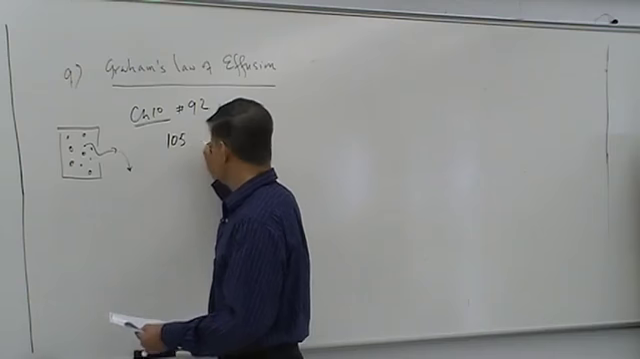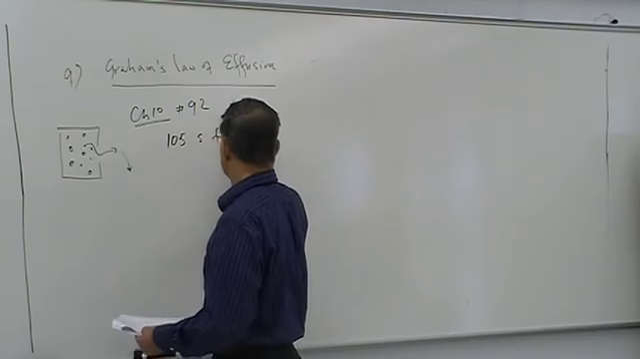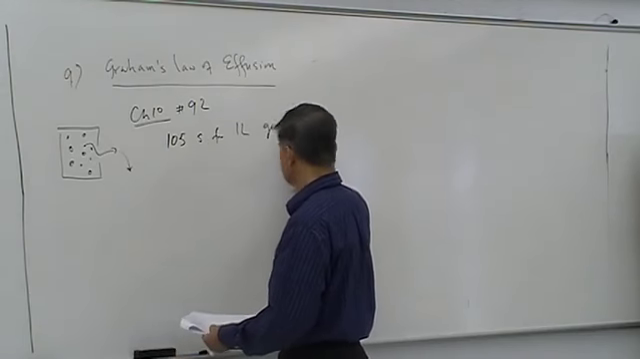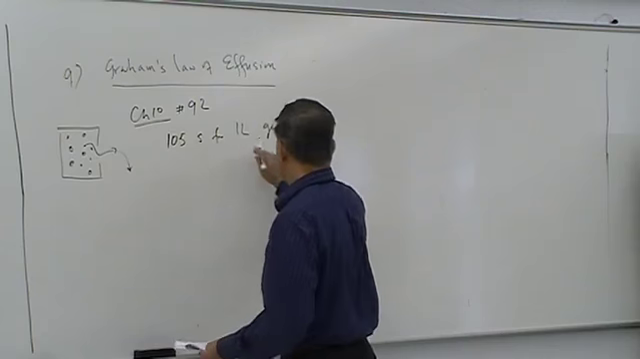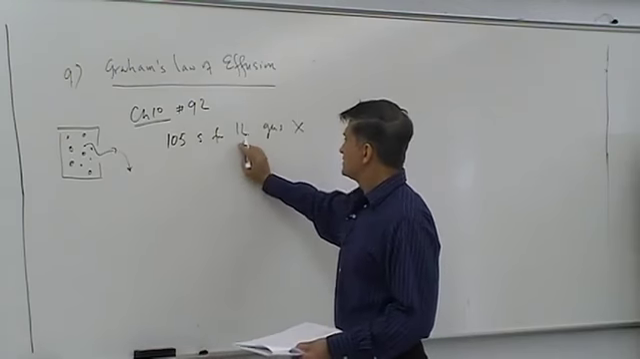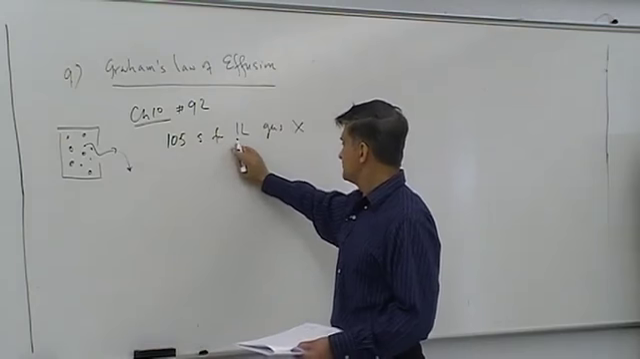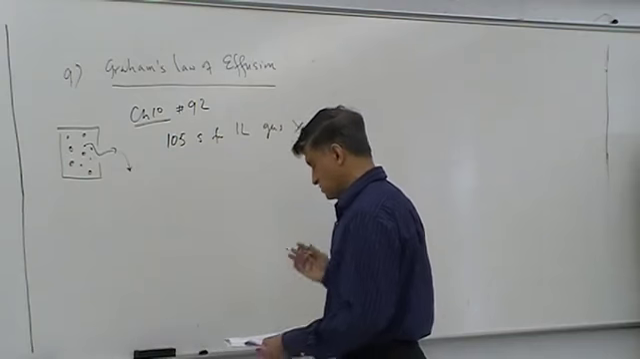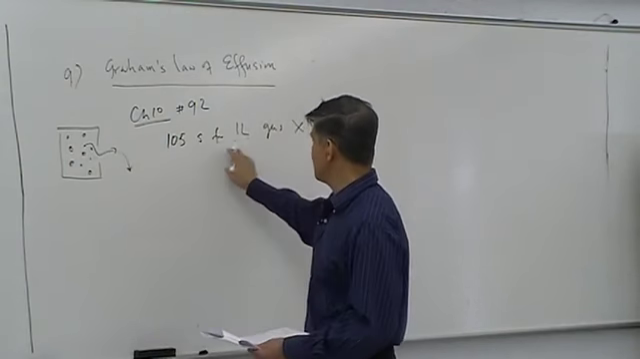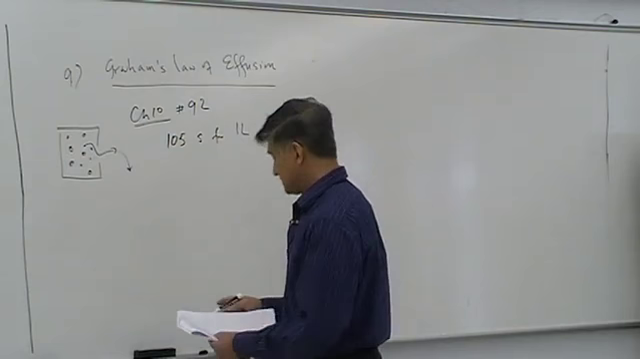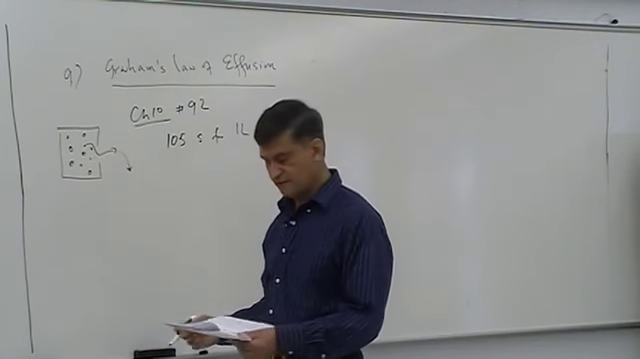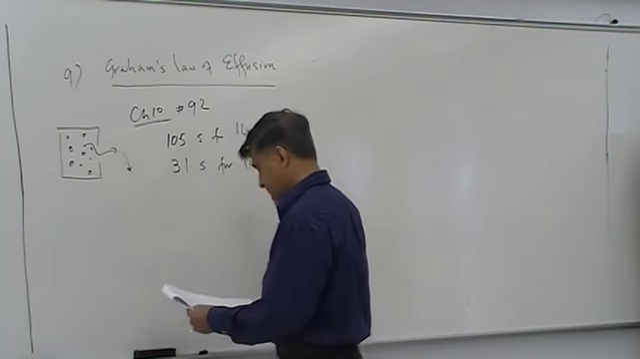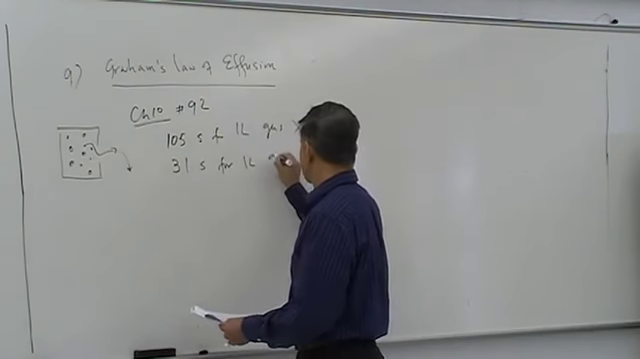105 seconds for 1 liter of gas, let's call it X. Gas X takes 105 seconds to come out of that box. So for every 1 liter, you have to wait for 105 seconds. The second gas, which is a known gas, oxygen, for example, takes only 31 seconds. So the gas is O2.